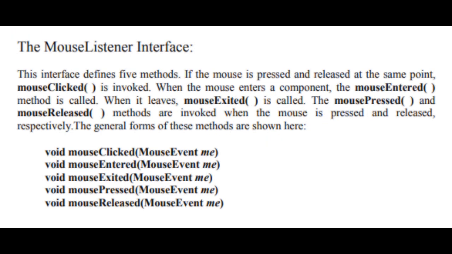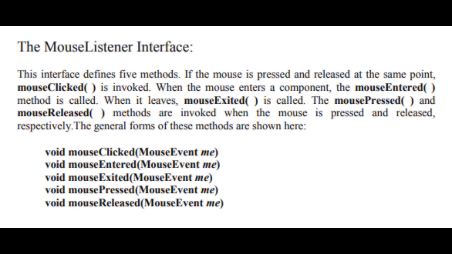Next, let us see the interface used for handling the mouse. The mouse listener interface has five methods: mouseClicked, mouseEntered, mouseExited, mousePressed, mouseReleased. So a class implementing this mouse listener interface should provide body for all these methods. This is a drawback of interfaces.